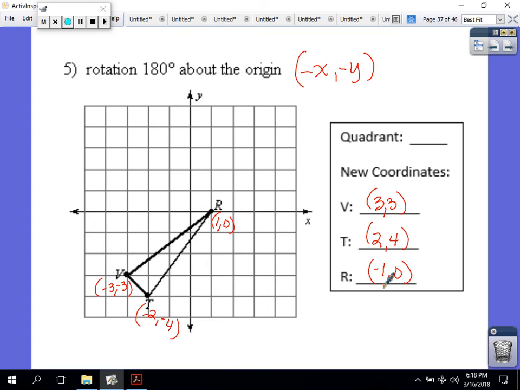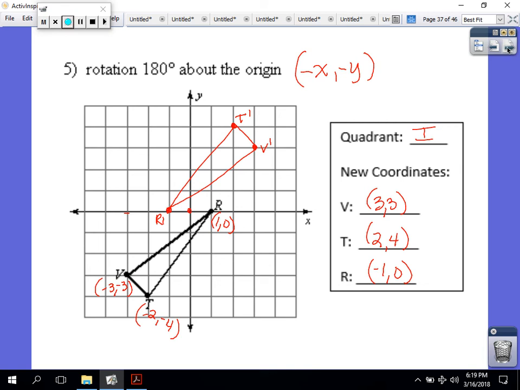And the new quadrant, oh, I should probably graph it too. So 1, 2, 3, 1, 2, 3. 1, 2, 1, 2, 3, 4. And -1, 0. R prime. Connect my points. And now it's in quadrant 1.